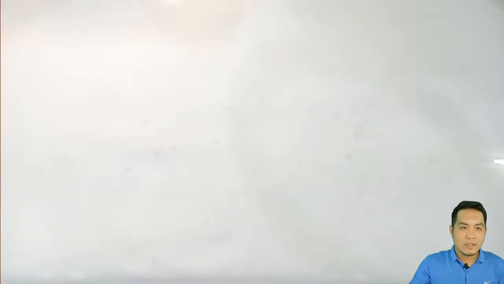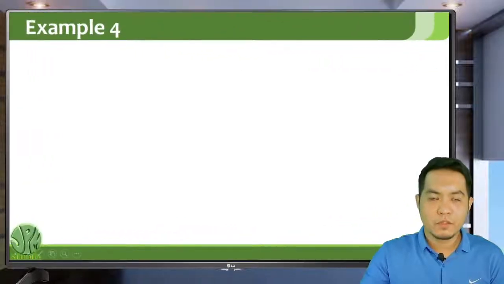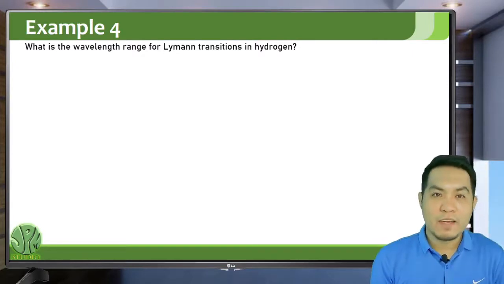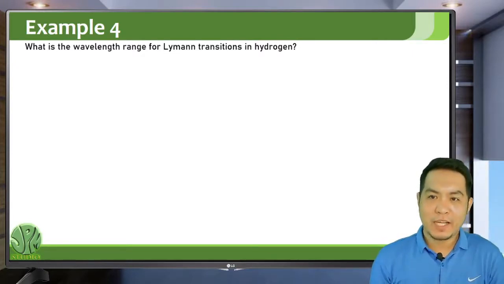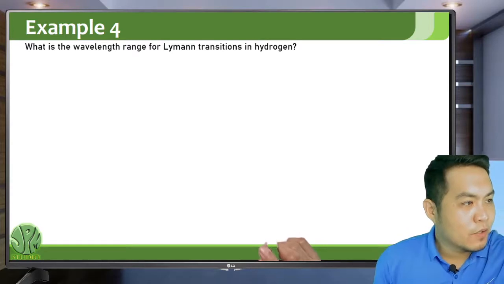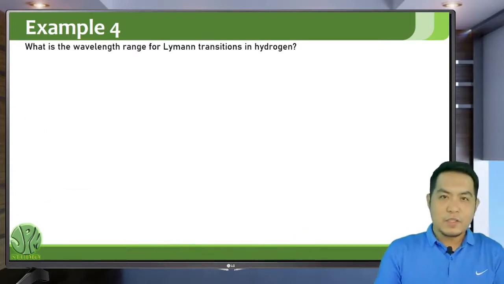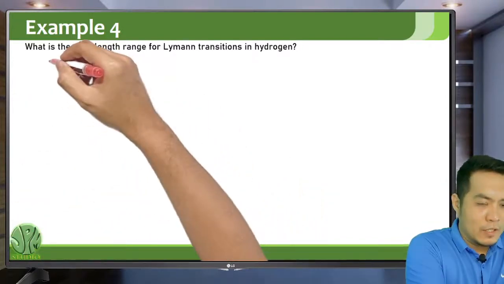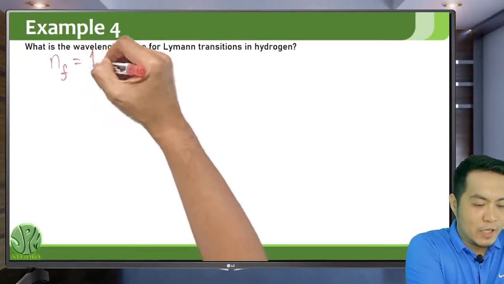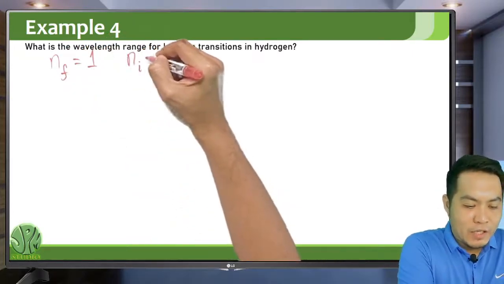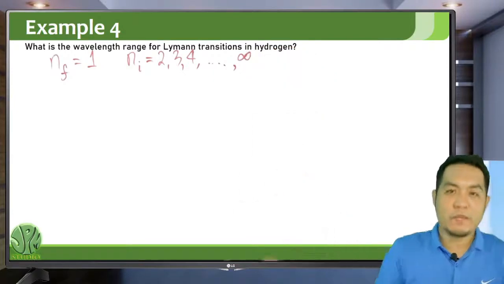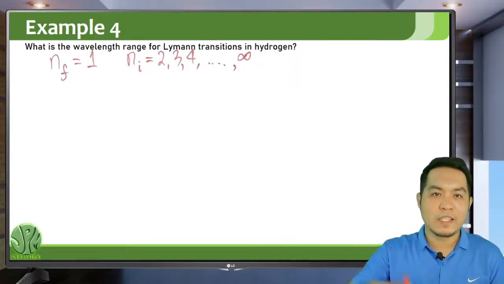So for our last example, we'll have an example on the spectrum of hydrogen. What is the wavelength range for Lyman transitions in hydrogen? Lyman transitions are transitions towards the ground state. That means the final state, or the final n, is 1, while the initial n can be 2, 3, 4, up to infinity. So from higher energy levels towards the ground state.